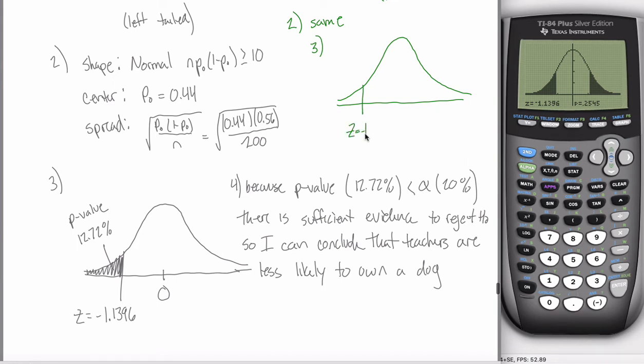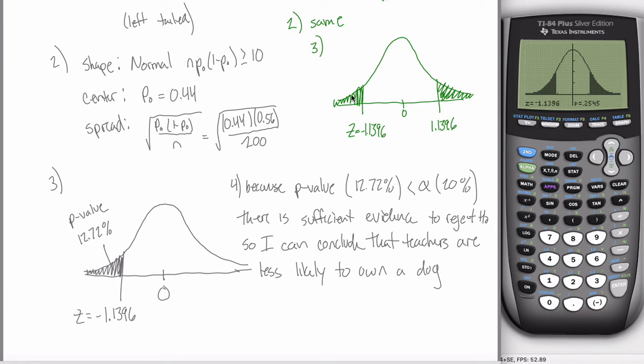Z equals negative 1.1396. And we're shading to the left of that point, but we're also shading to the right of the opposite of that guy. So 1.1396 positive this time. 0 goes in the middle, the same reason 0 went in the middle here. Our picture looks something like this.